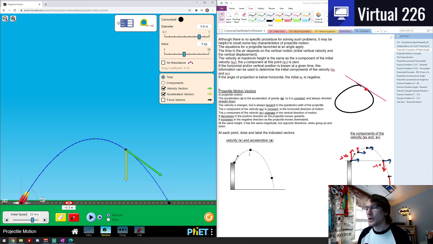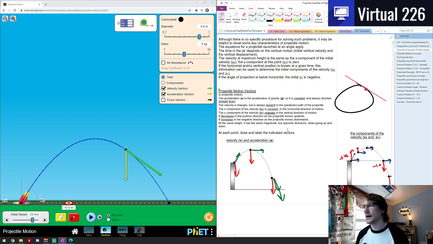So if we think about acceleration, it is always going to be acting down by the same amount everywhere. Our velocity vector can change a little bit. Up top, it's perfectly flat, but it's always going to be tangent. Oops, that should be longer. It's always going to be tangent to the path our object is taking. Okay, so those are just some things to think about.